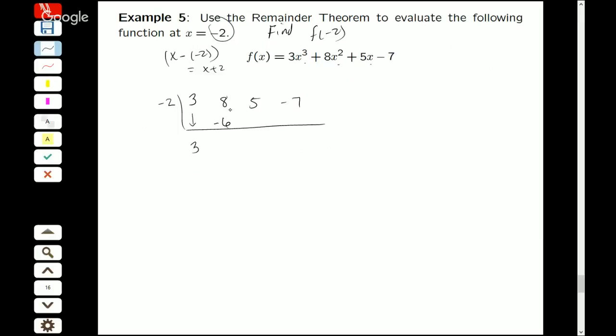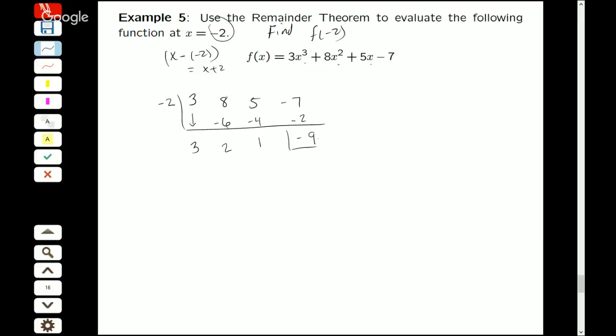That becomes a negative 6. What is 8 minus 6? 2. Then what do we do? Multiply, so negative 4. What's 5 minus 4? Then multiply, and what do you get?